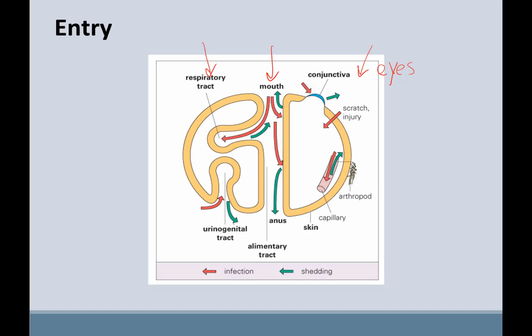There is entry and exit through your urogenital tract, through the anus, and a lot of this has to do with cleanliness and sexually transmitted diseases. And then again, you can break this nice barrier of your skin through scratches, injuries, bites, right? And those arthropods like to bite and take a blood meal, and so that goes right to your blood system, and once a pathogen's in your blood, then it's basically on the highway to all your other organs.